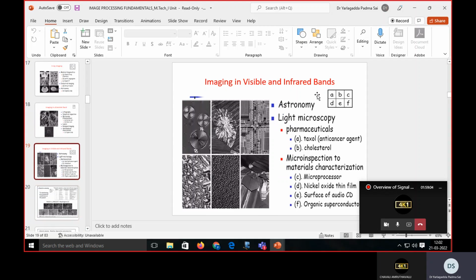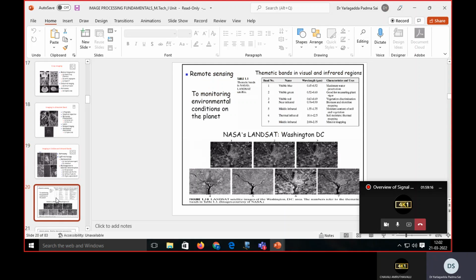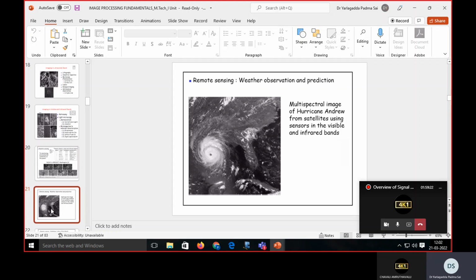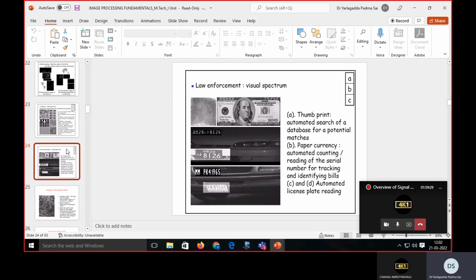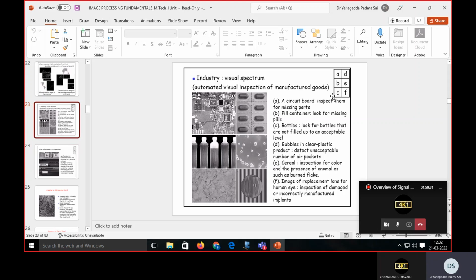Now the visible and infrared band. This is also used for micro inspection, material inspection and microprocessors. These are some of the applications where we use this. Remote sensing, such as weather, also uses the infrared band. This is also one of the many applications.